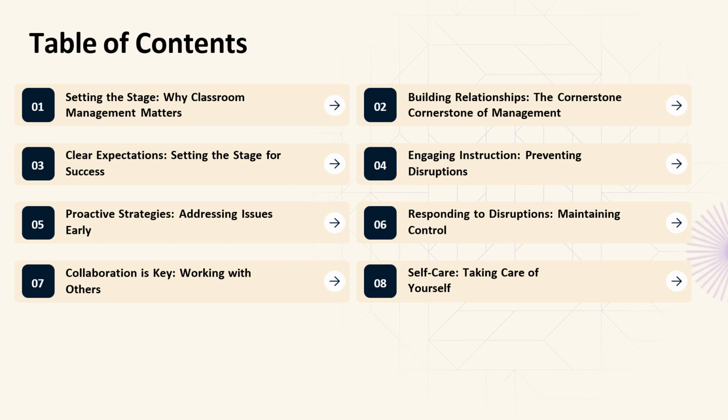The first thing we'll be finding out is why classroom management matters, how to build relationships, what the clear expectations are that a teacher has, and how to set the stage for success. Engaging instruction to be given to the students to prevent disruptions. Proactive strategies through which issues can be addressed early. Responding to disruption, how to manage and maintain control of the students.